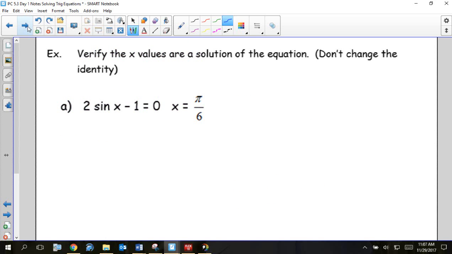All right, the next question has a typo on your paper. Please change it. It should say x equals pi over 6. Please change that. Otherwise, it's not going to work out the same way it's supposed to work out.